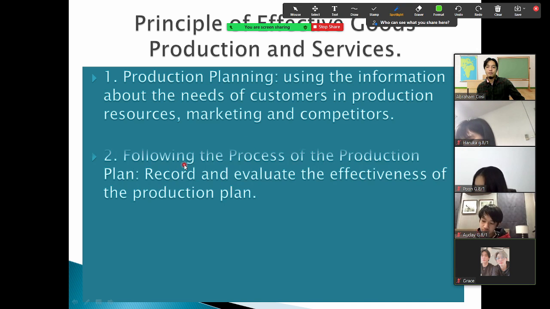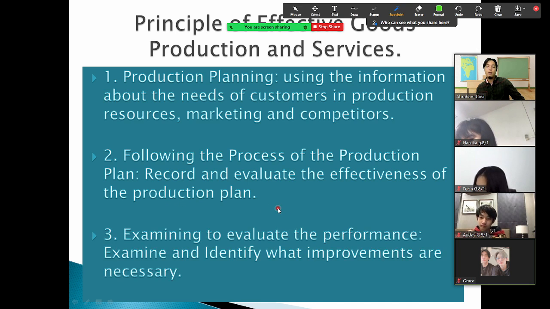Next one, following the process of production plan. Of course, when you have a plan, you need to follow it. When you execute your plan, you need to follow it, so you can record and evaluate the effectiveness of the production plan. Let's say the production plan is somewhat not effective. Therefore, on step 2, you already need to change. You know that there is something wrong, you need to change your plan.